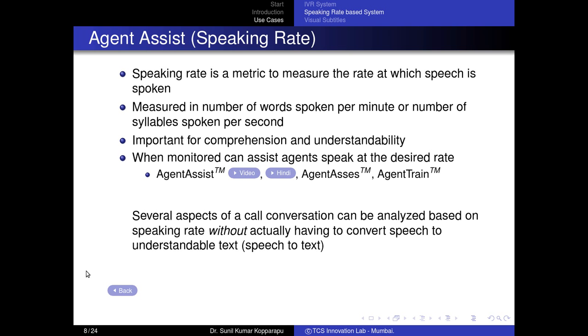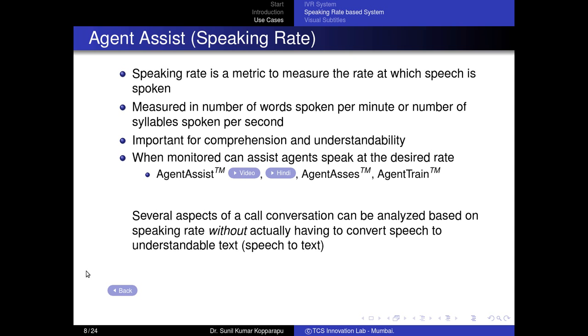Now in the Indian context, this is what was required, but this had to work for different languages. So we had to think of a mechanism by which we could make it work for different languages. The way we went about doing this is to count the number of syllables that were spoken.